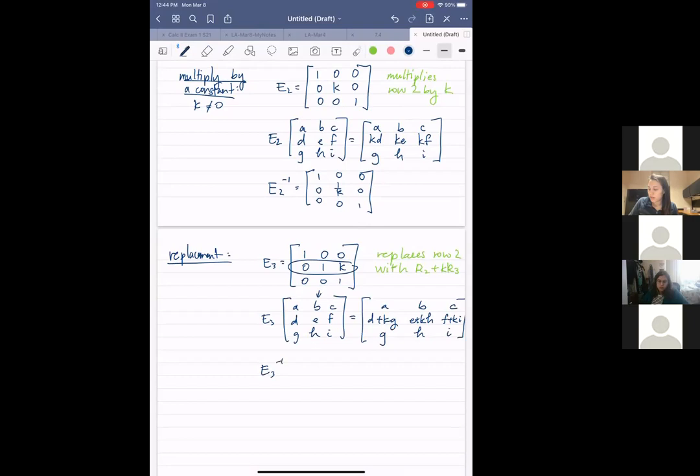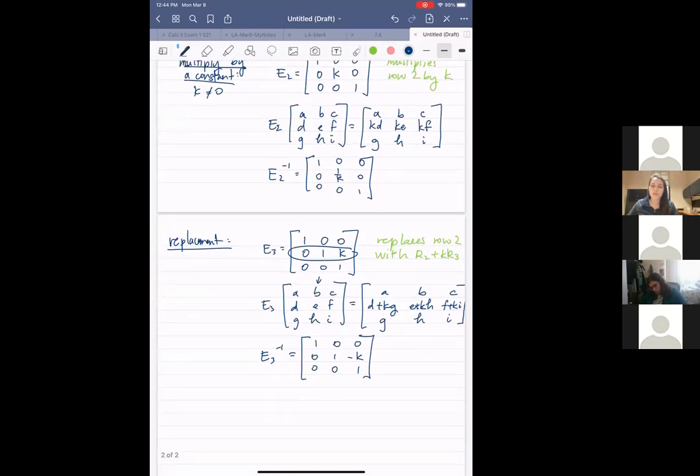Okay. And again, we can talk about the inverse of this one. Basically we want to undo the addition of that k times row 3. So it would be 1, 0, 0, 0, 1, 0, and we would want minus k there.